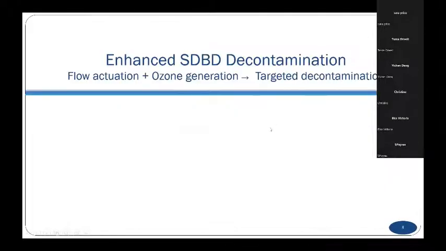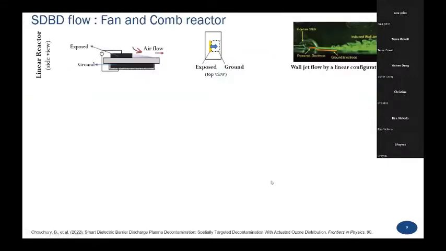Moving on to the main research topic, that is enhanced SDBD decontamination. Again, to repeat it, we are trying to use the flow actuation characteristic of the SDBD reactors in addition to the ozone generation to distribute the ozone and achieve targeted or distributed decontamination. So before starting, let's understand the SDBD flow, how it is generated.